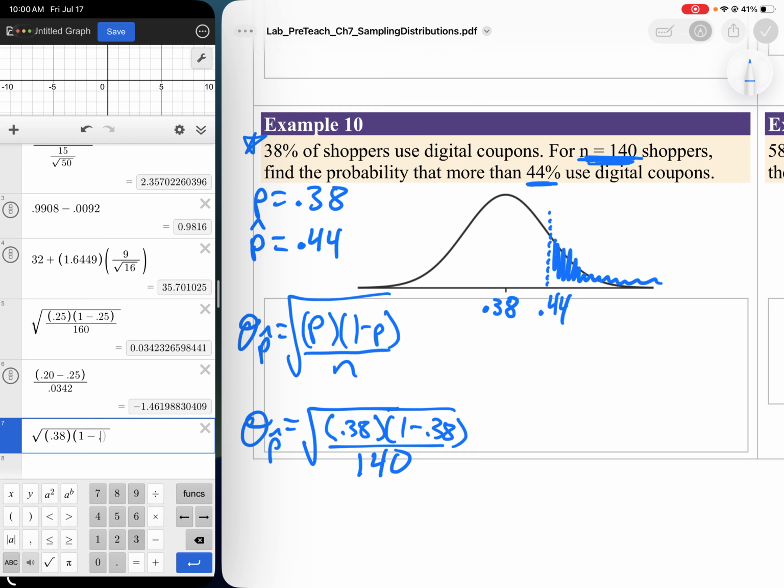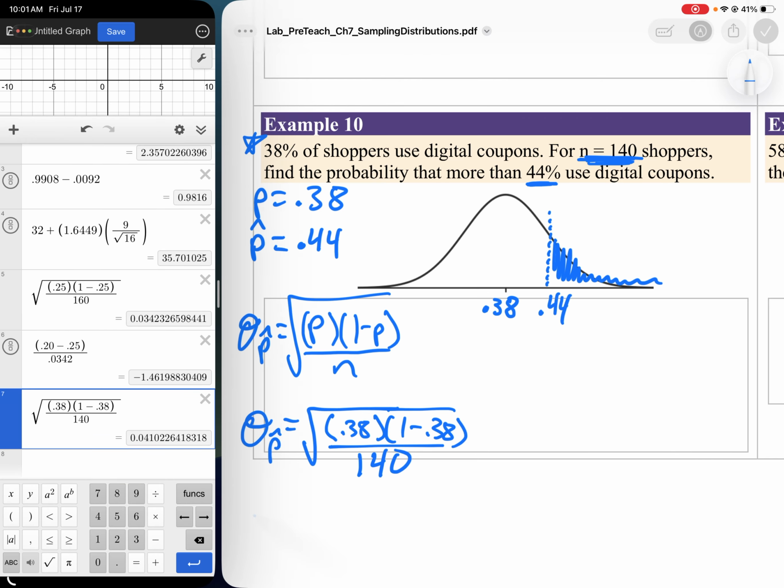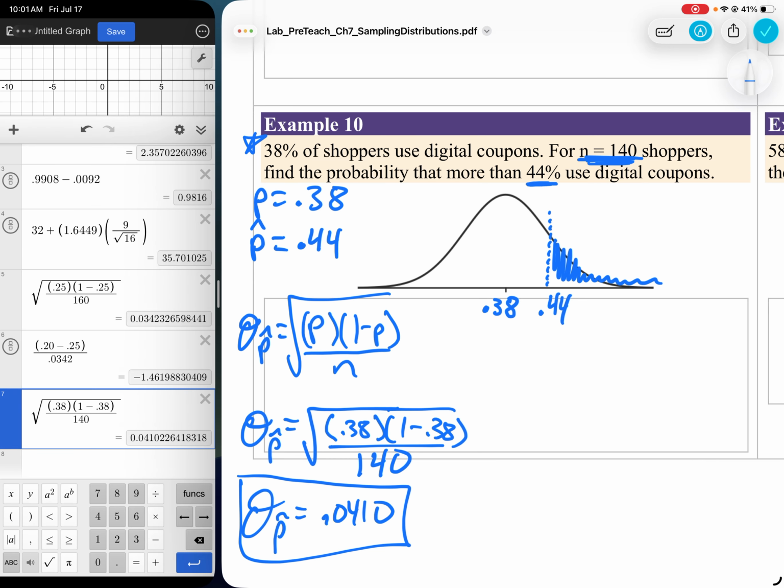0.38 times 1 minus 0.38 divided by 140, square root. And we are going to get a standard deviation of 0.0410 for this problem. And that's what we'll use to get our z-score. So now to get the z-score, we're going to take p hat minus what we think is true of the population. So it's always p hat minus p over the standard deviation we just calculated.